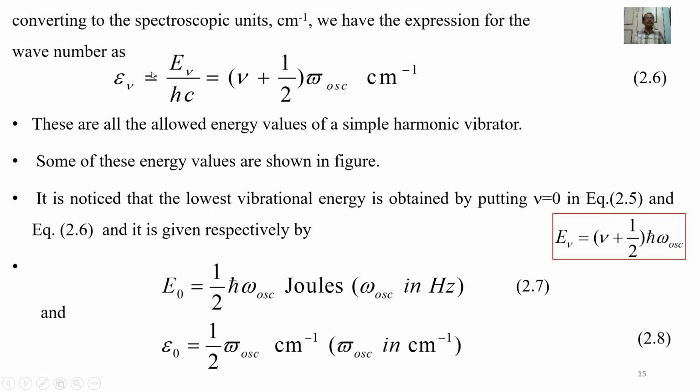Converting to the spectroscopic units, which is in terms of centimeter power minus 1, we have the expression for the wave number as E nu, which is equal to E nu divided by hc, which is equal to nu plus 1 by 2 omega bar. So now this is measured in centimeter minus 1, and this is known as wave number for the vibrational frequency. So these are all the allowed energy values of a simple harmonic vibrator. Some of these energy values are shown in the figure.